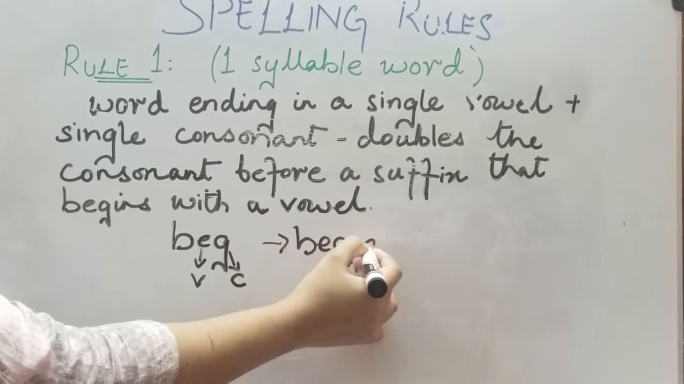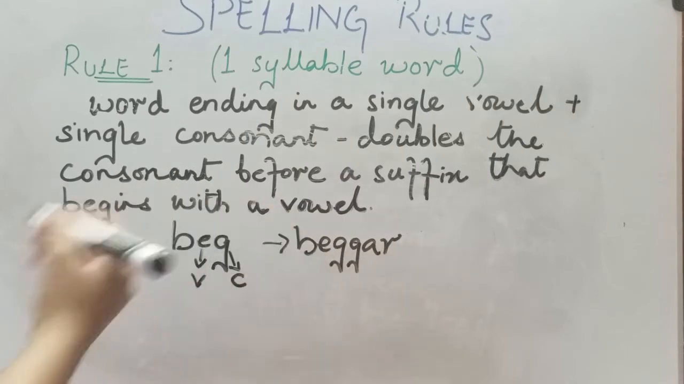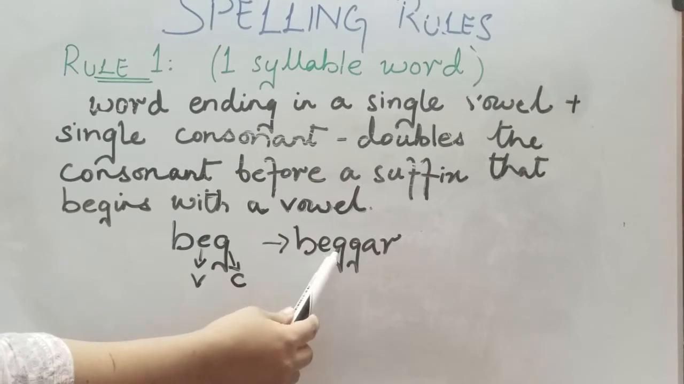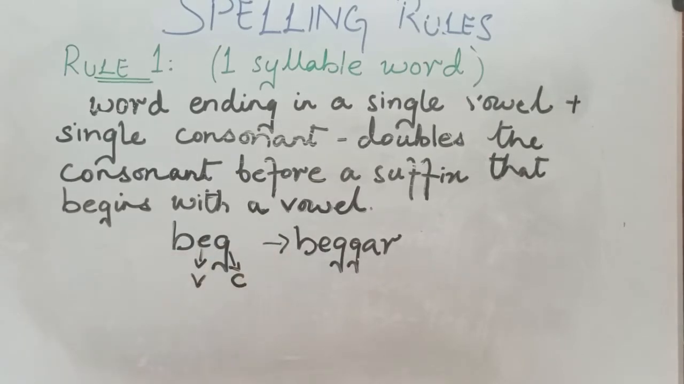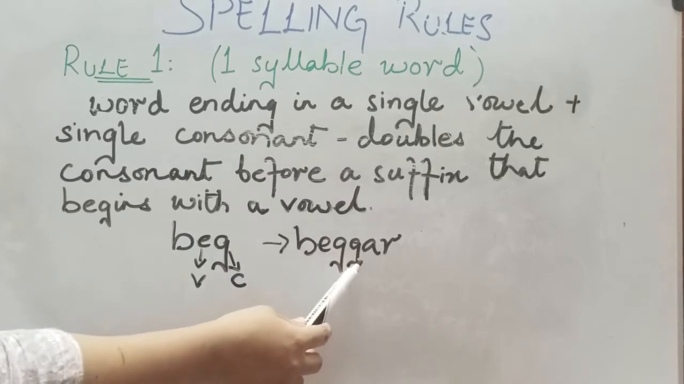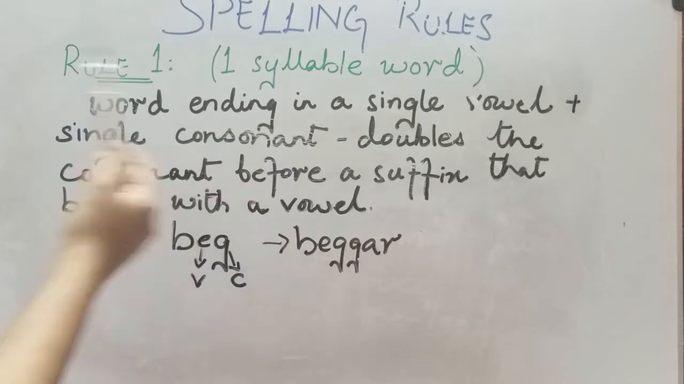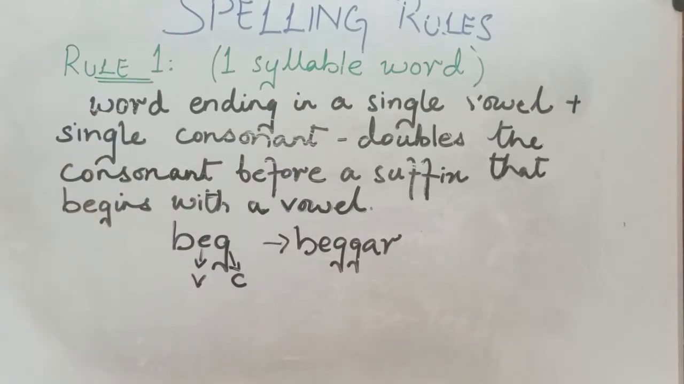it becomes beggar. We are adding a suffix over here, right? To this word we add a suffix. That means when we are adding a suffix, the last consonant, that is G, will be doubled, that is double G. So whenever you see a vowel and a consonant, you simply double the consonant before adding a suffix that begins with a vowel, that is A. I hope that is clear.